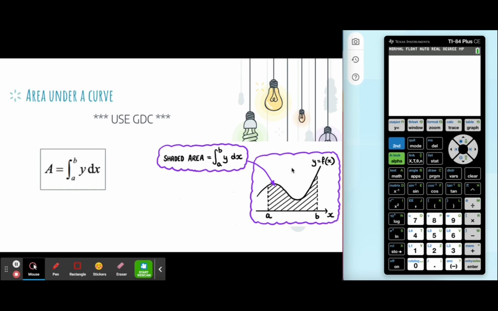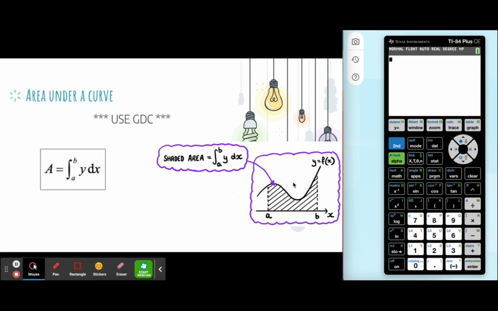And we're going to be looking for the area between two values of x. We're going to call them a and b. And the area is going to be between our curve and the x-axis. So it's always going to be bounded under the curve and over the x-axis. This is super important for us to remember. And we're going to be looking at how to use our calculators to find this area.